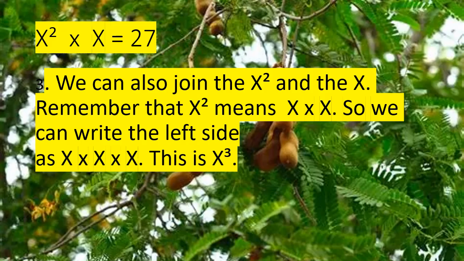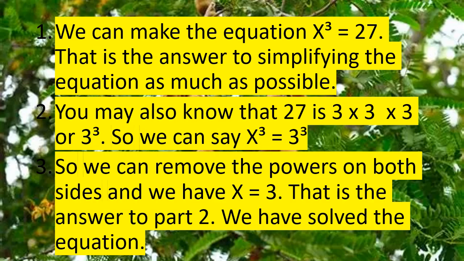So now we can join the x squared and the x. Remember that x squared means x times x. So we can write the left side as x times x times x. And this is x cubed with a little 3 up high. So we can make the equation x cubed equals 27. That is the answer to simplifying the equation as much as possible.